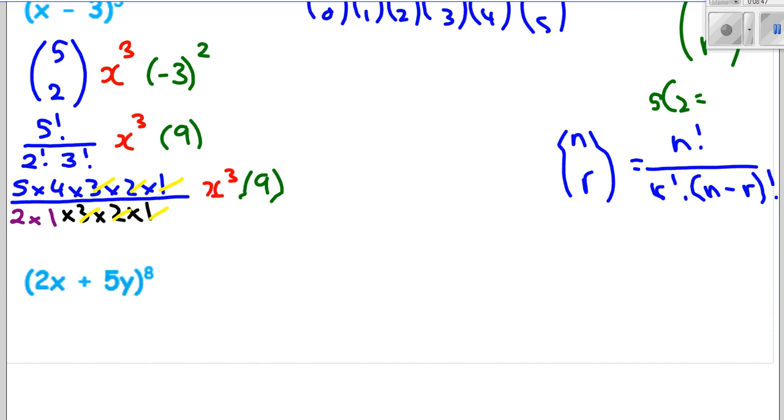So what's 5 times 4 over 2 times 1? 10, yeah, it's 20 over 2, so it's 10. 10 x cubed, don't forget multiplied by 9. That's why I keep bringing these red and green things down, because otherwise you can easily forget and think, oh, my answer's 10, great. But if you don't bring those things down, you can forget that you're not quite there yet.